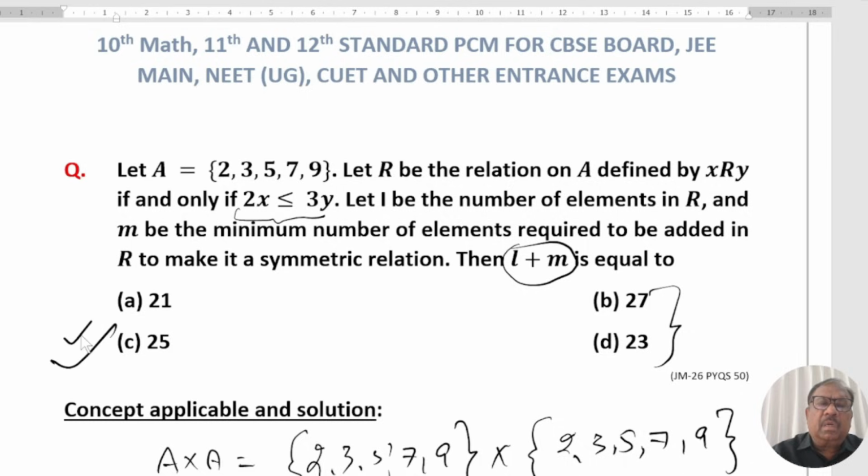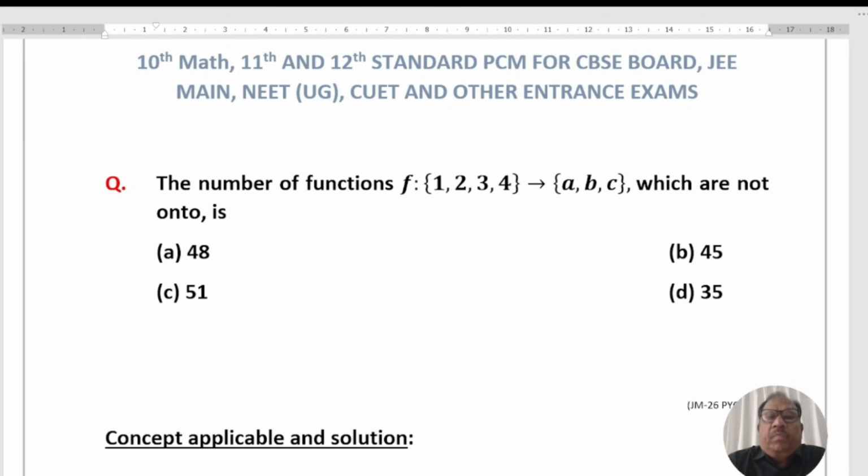C is the correct answer. Question: the number of functions f from {1, 2, 3, 4} to {a, b, c}, so this is function A to B, which are not onto. 4 options are given, one of the options is correct.